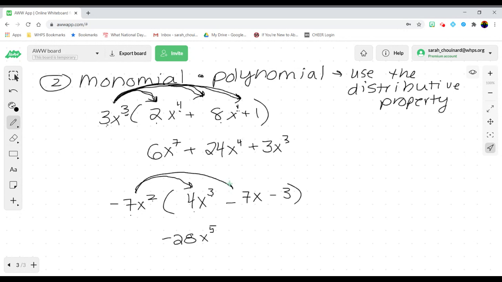Now negative 7x squared is multiplying negative 7x. So a negative 7 times negative 7 is positive 49. Remember, the invisible 1 is there. So 2 plus 1 is 3. And then negative 7x squared times, again, because of the minus sign, negative 3, is going to be positive 21x squared.